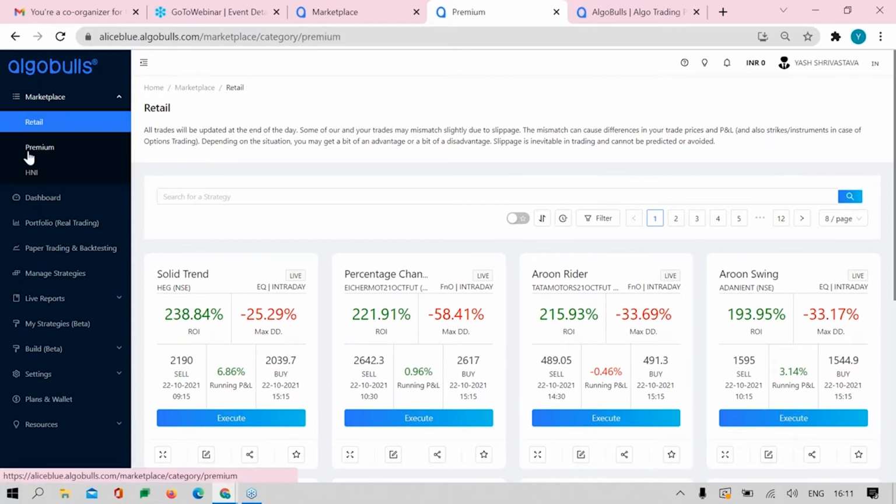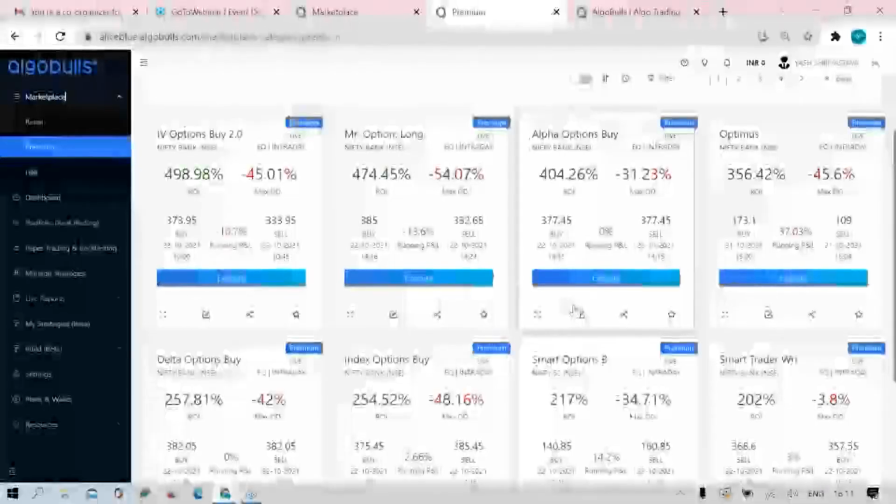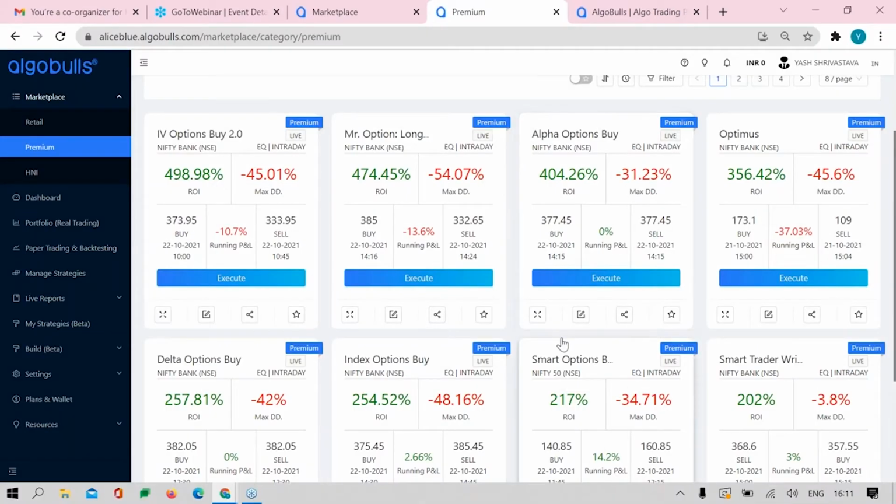Apart from that, we have a premium marketplace where we have more derivative trading strategies, where you could see option buy strategies and option selling strategies, option writing strategies, which require a bit higher margin and are slightly riskier than the retail segment. Plus, the capital requirement, if we compare retail and premium, is slightly higher.